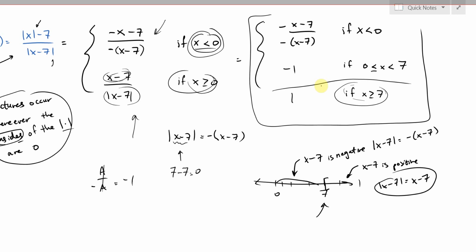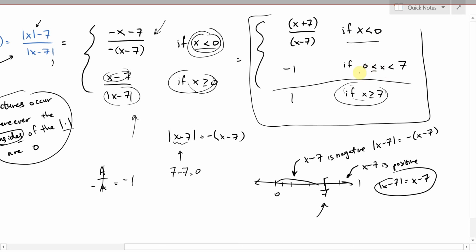And then is there any way we can simplify this? Not really. I guess if you factor out a minus sign from the top, negative x minus 7 is the same as negative quantity x plus 7. And then these minus signs will cancel. So you'd have x plus 7 over x minus 7. Okay, so that's weird. It's given by 3 different formulas depending on these 3 junctures.